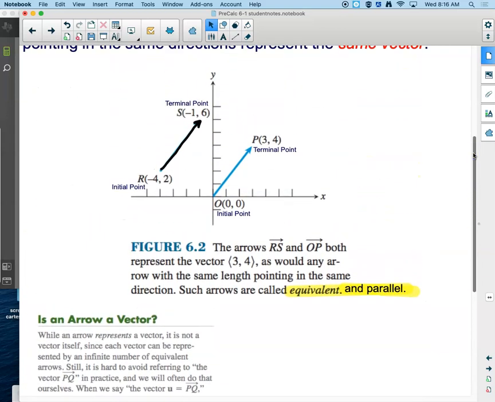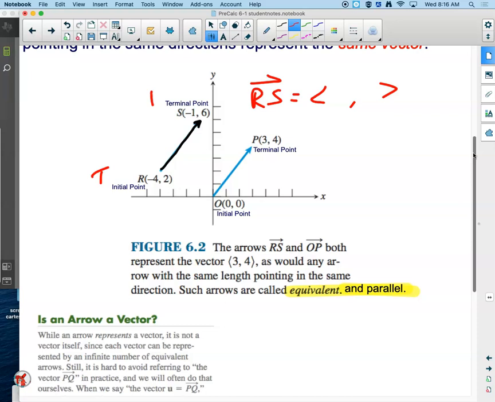So back up here we go for vector RS. And again, that's the representation of this component form. And then we just quickly do a little subtraction and say, well, if it's RS, then this is the tail, and this is the head. The one with the arrow pointing on it is actually going to be the head. And it was the head minus tail rule. So negative 1 minus a negative 4 would be negative 1 plus 4. And then head minus tail for the y's, 6 minus 2 is 4. And what we want to show is it has the exact same component form as OP. Well, 3 minus 0 is 3, and 4 minus 0 is 4.